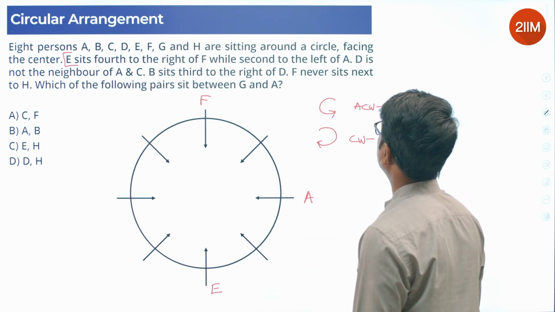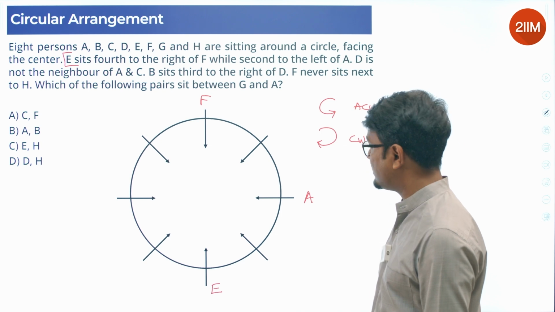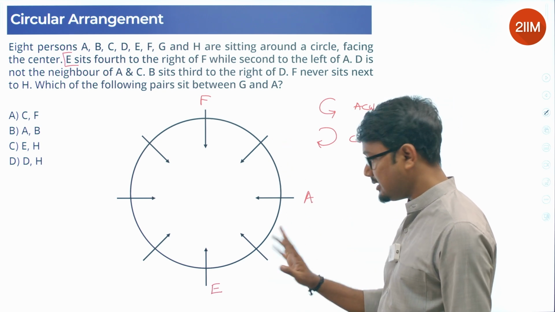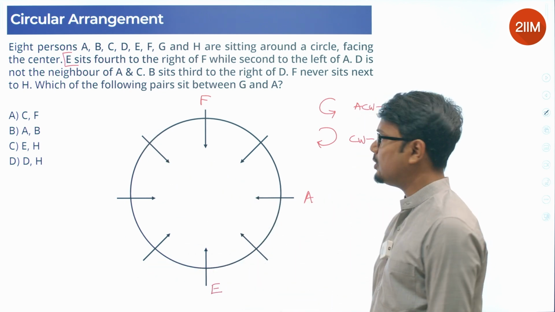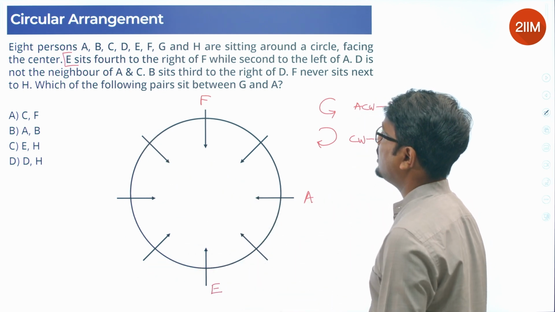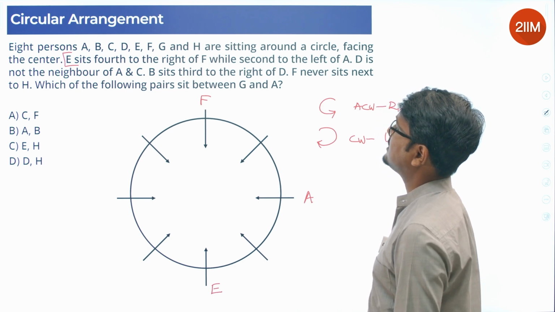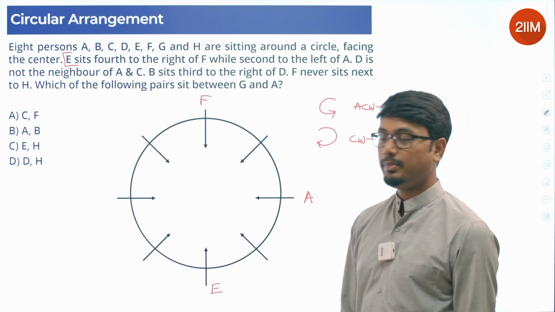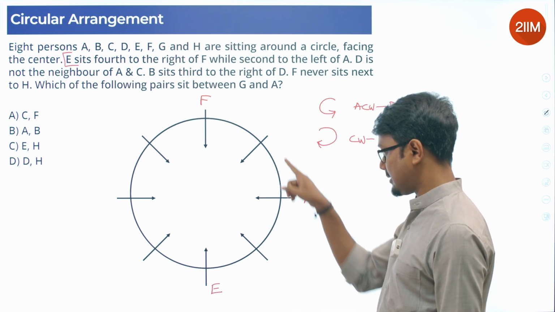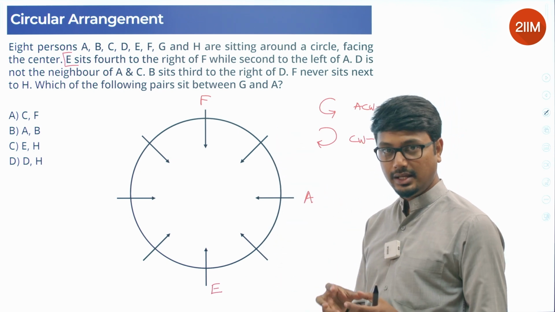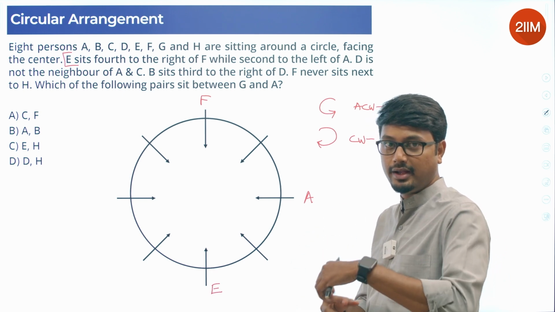Now what happens? D is not the neighbor of A and C. So you cannot pick D here, that's obvious. And you don't know where C is. C will be seated here, I'm not sure. We'll check it out later. B sits third to the right of D. Now for sure we'll not pick D here. We'll fix D and then we'll fix B.